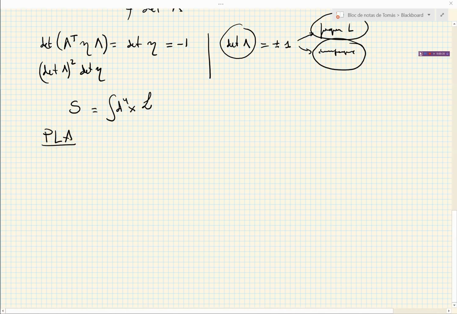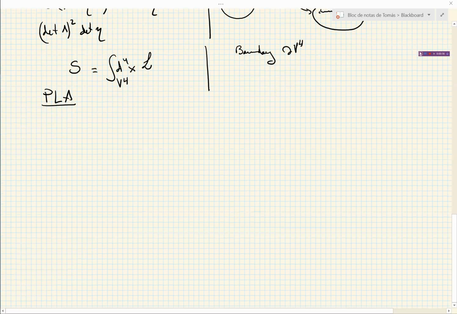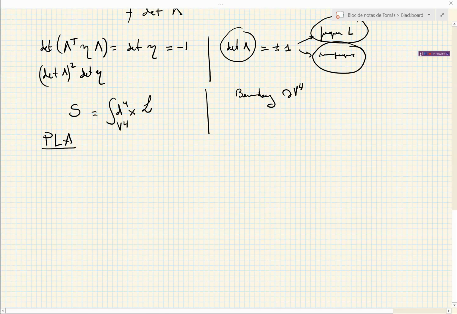Okay, so first of all, we have to be a bit more precise with the action. Clearly, we have to be integrating on some volume V4, and this volume will have a boundary that is denoted by delta of V4. And the setup will be that we consider fields phi of x, or field configurations phi of x, which have a prescribed value on this boundary.